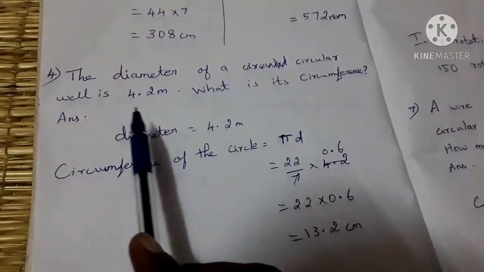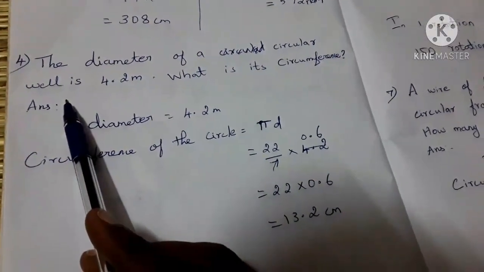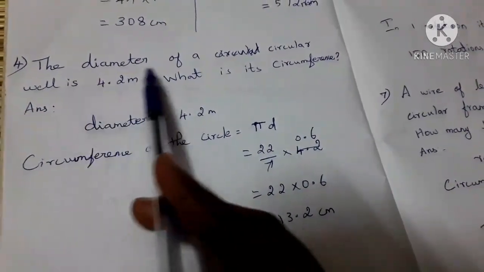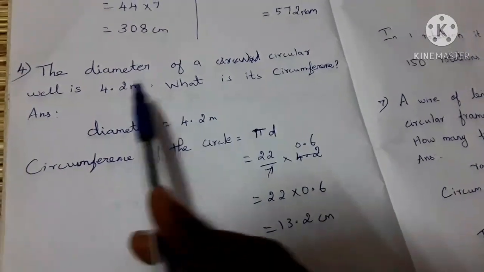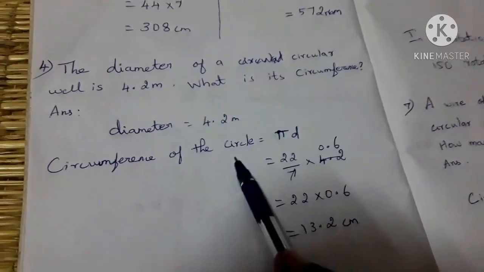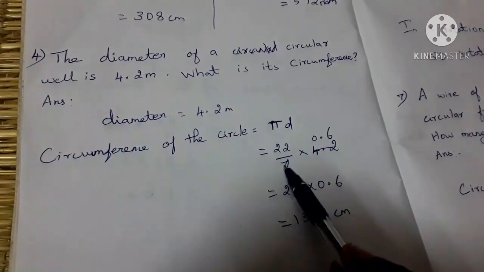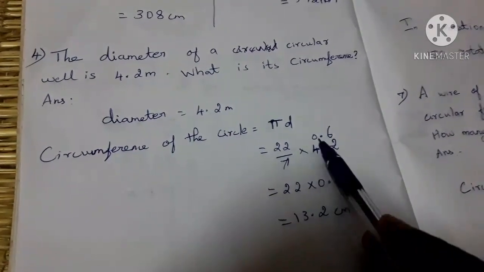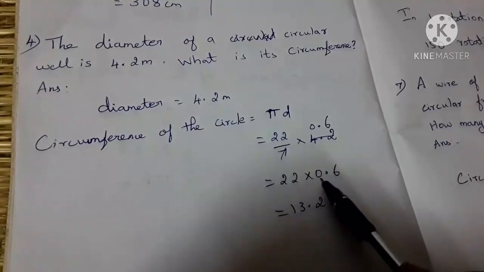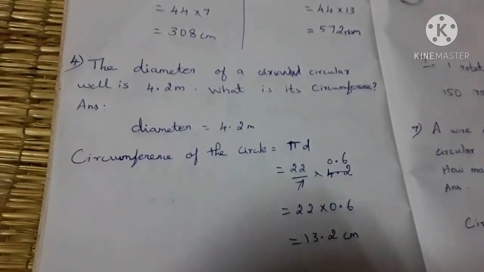Next, fourth question. The diameter of a circular well is 4.2 meter. Do you know the well? What is a well? Yes, it is circular in form. The diameter of a circular well is 4.2 meter. What is its circumference? They gave the diameter 4.2. If the diameter is given, what is the formula? Pi d. So 22 by 7 into 4.2. 1 7 is 7. 4 we can't divide, so we put 0 and we take 42. 6 7s are 42. So 22 into 0.6. Our answer is 13.2 meter.